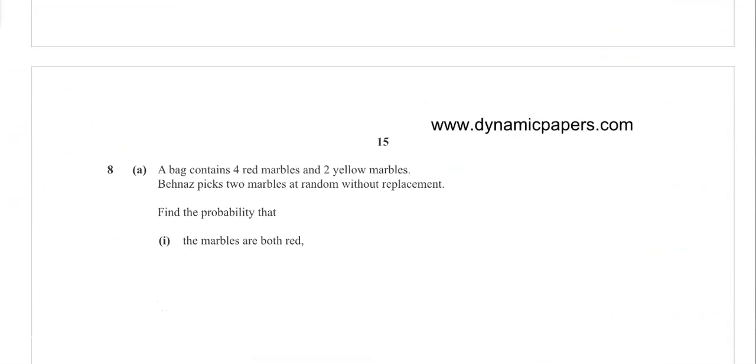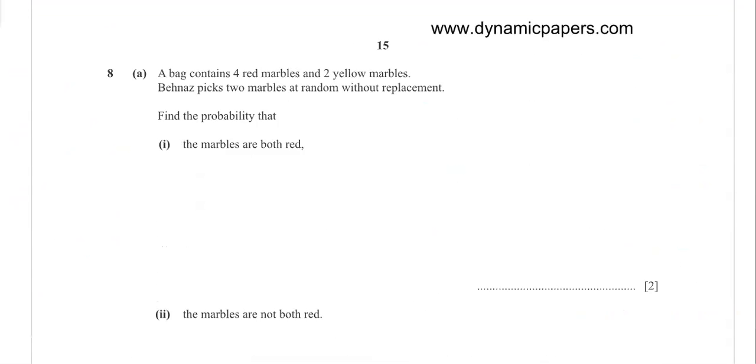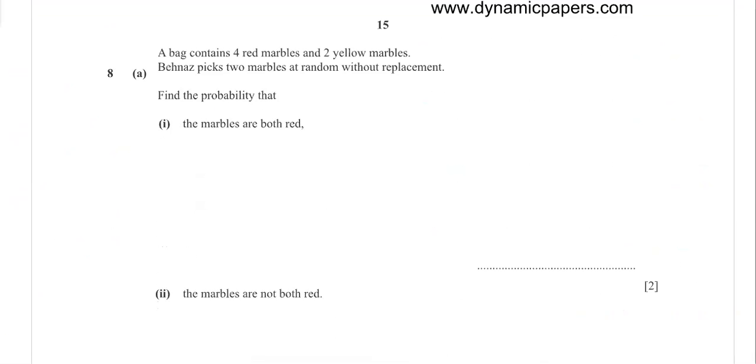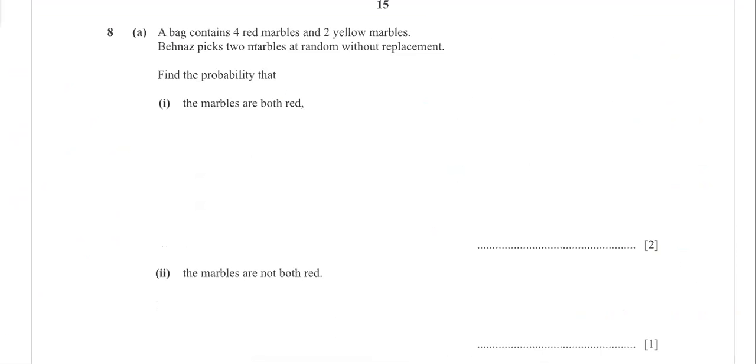Next we have question number 8, which is from probability. The question is: a bag contains 4 red marbles and 2 yellow marbles. Meaning there is a bag, and inside this bag there are 4 red marbles. Let's suppose these are the 4 red marbles: 1, 2, 3, 4.